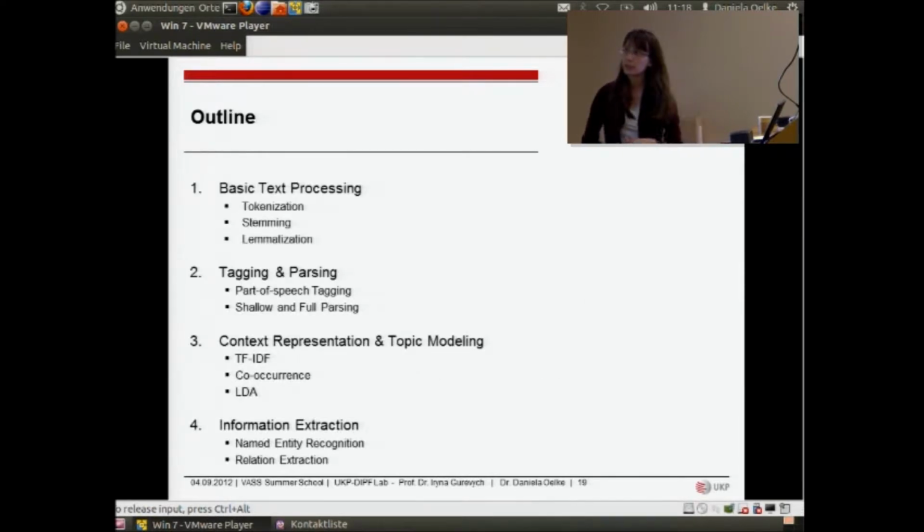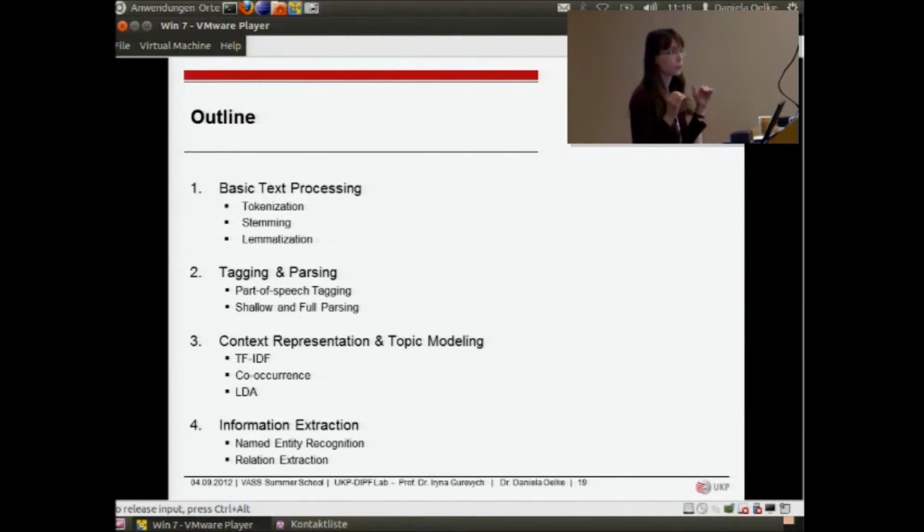Okay, this is an outline. So we have basic text processing, tagging and parsing, context representation and topic modeling, and information extraction. And let me say here that this is something that you could take a whole course on in a university. And you could even take a course on just parsing and tagging if you're studying computational linguistics. So there's no way that we are going to cover this in this hour.